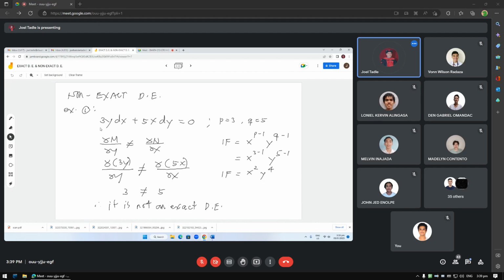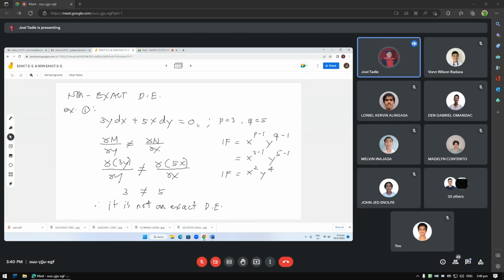All right, so for non-exact differential equation, ang atong gikinahanglan is IF, integrating factor. So kanang IF, guys, mo na siya ang atong himuon nga multiplier sa atong equation para mahimo siyang exact differential equation. So kani siyang given nga 3y dx plus 5x dy equals 0.